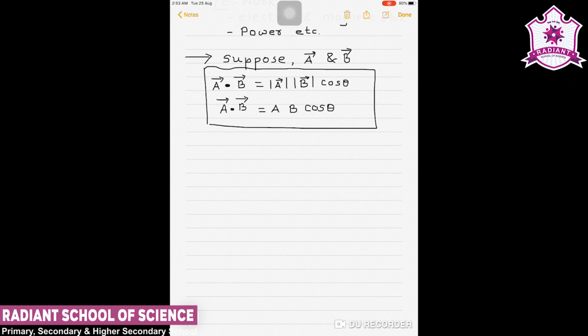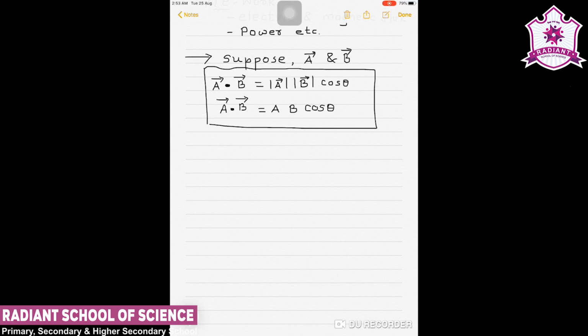Now here we can say that A, B and cos theta, all the three are scalars. The dot product of A and B is a scalar quantity. Each vector A and B has a direction, but their scalar product does not have any direction, and therefore the resultant quantity is directionless. It does not have a certain direction that is defined by a vector product.